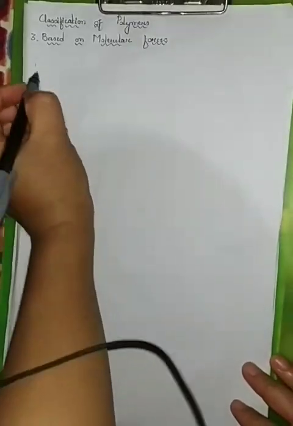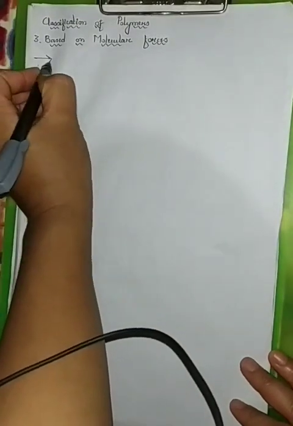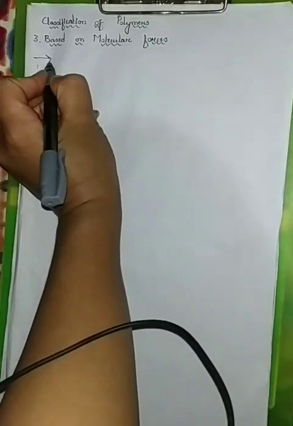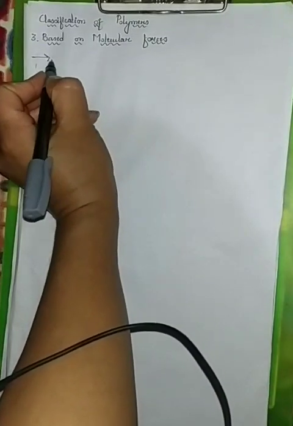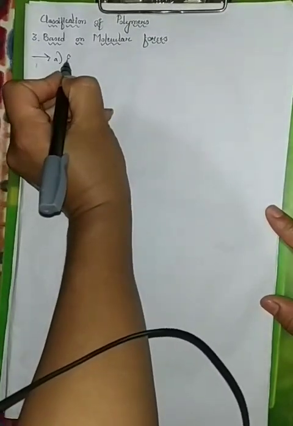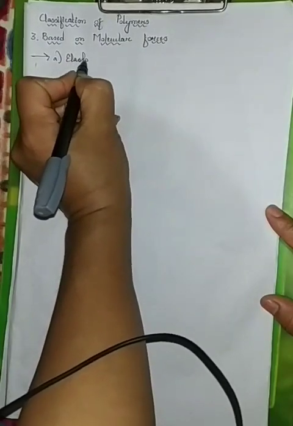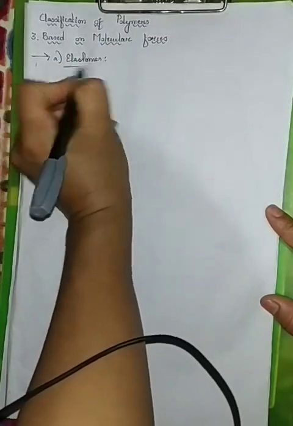Therefore, the third one is based on molecular forces. Now, this type of classification is further classified into three types. The first type is elastomers. Now, what are elastomers? Elastomers are rubber-like solids with elastic properties.